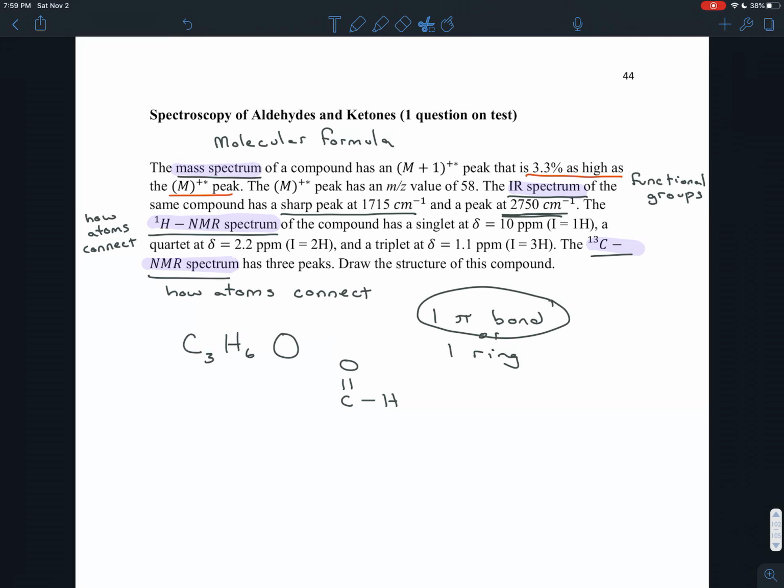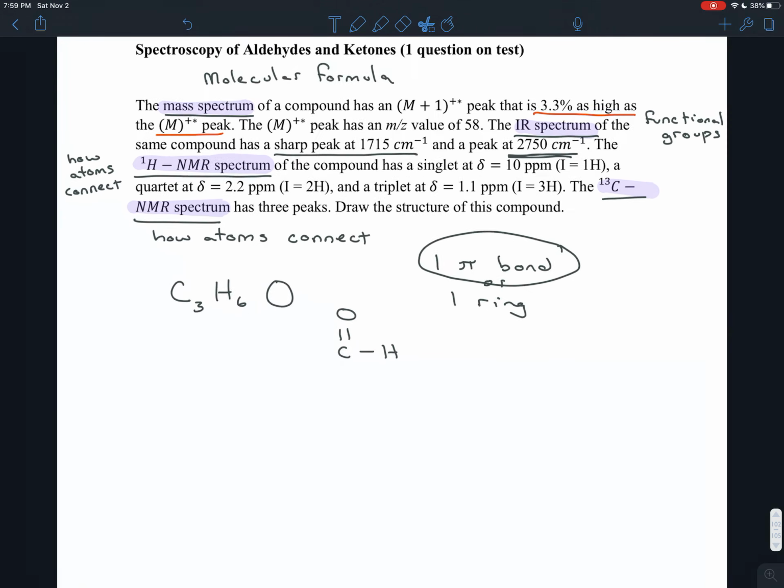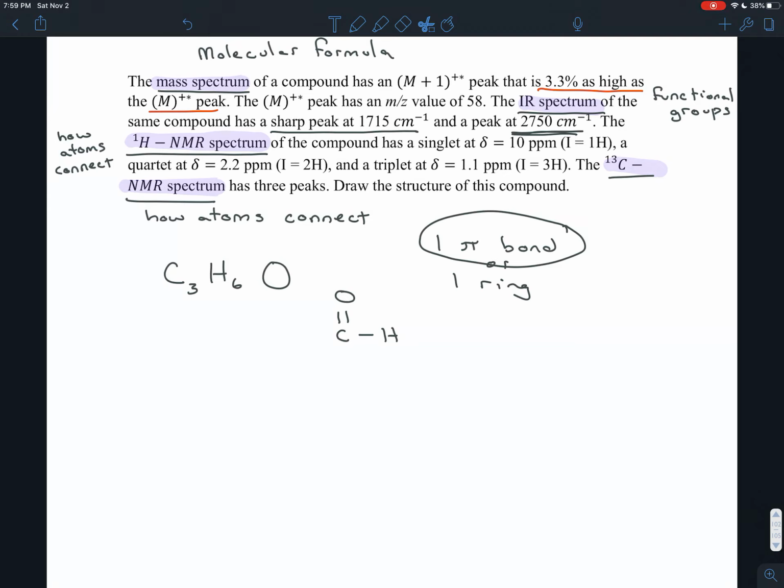Now, there really is only one other way to put these atoms together, but let's think through the H1 NMR, the proton NMR spectroscopy, to see what information that's giving us. I'm going to erase these other colors and things so that we don't get distracted.